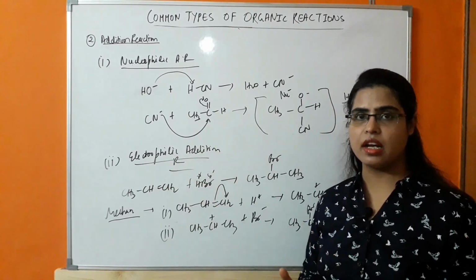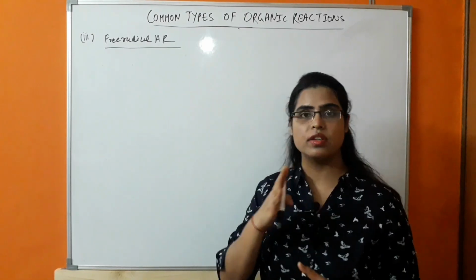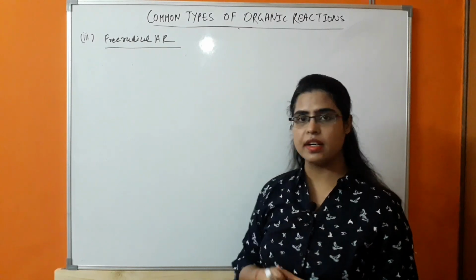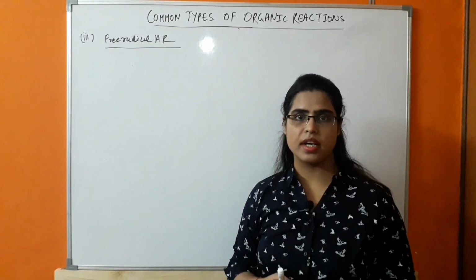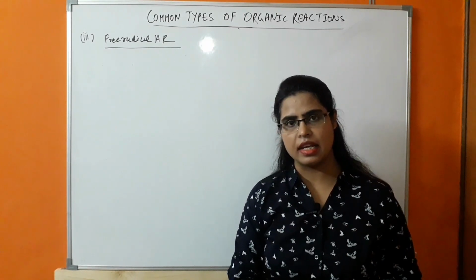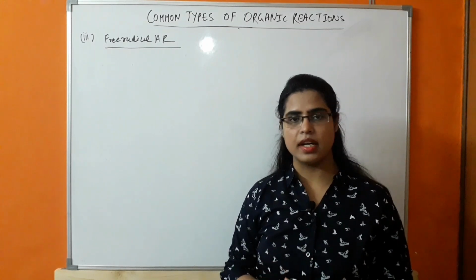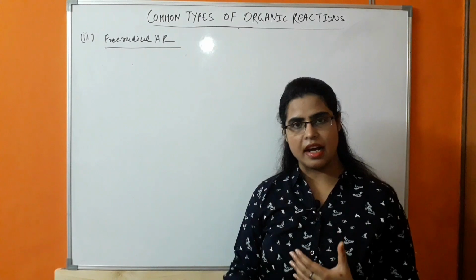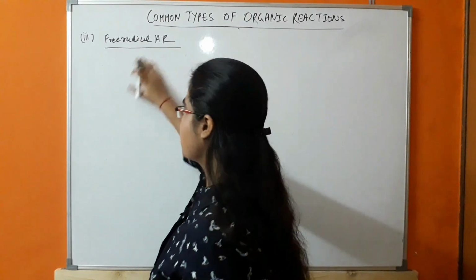Next is free radical addition reaction. As you can understand with the term, in this the reactive species, the reactive reagent which is involved, is a free radical. This reaction occurs generally in the presence of peroxide. So when an unsymmetrical alkene is treated with HBr in the presence of peroxide, then there will be formation of primary alkyl bromide. Okay, so let's see what is the mechanism behind this reaction.